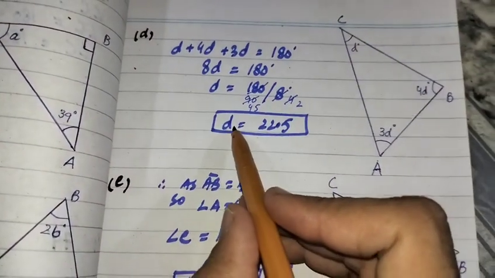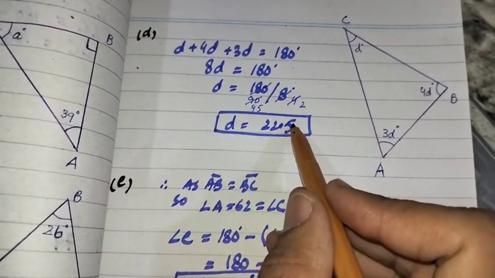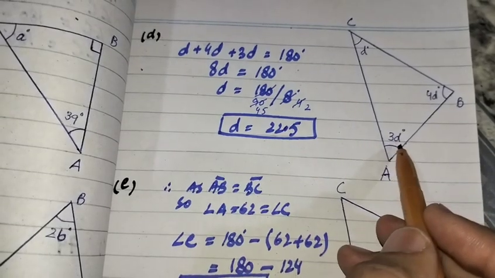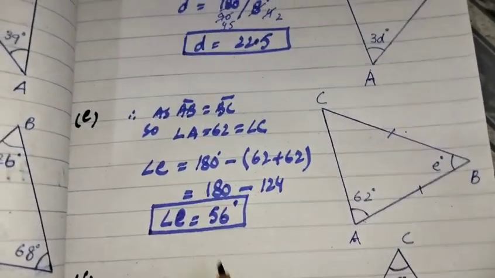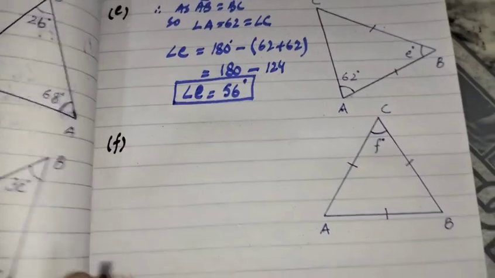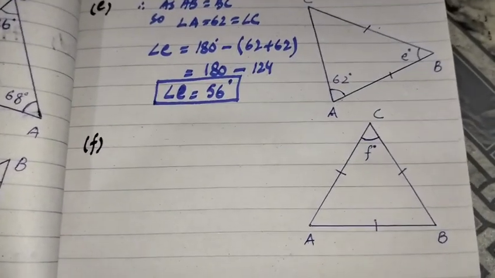Here we cannot write D as the degree, because D is not the angle. The angle will be 3D. So here is the angle, so we can write it like degree. Here is another part of angle.